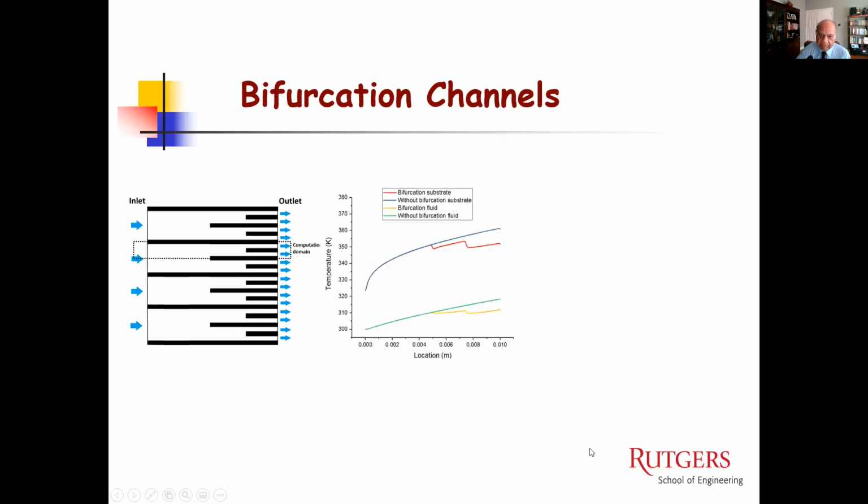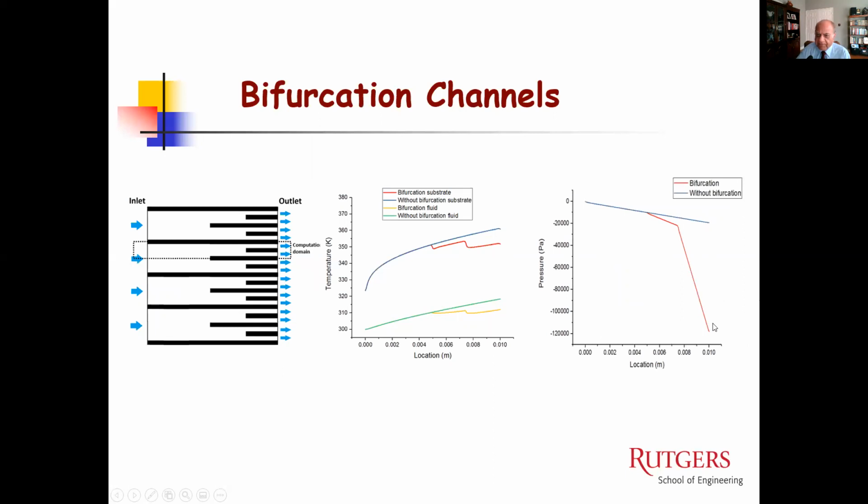We also looked at some bifurcation channels, the channel coming in and breaking up into two channels or more. So we looked at that. And again, in this case, most of the temperature effects, as you can see, are here, and the pressure effects here. Basically, with the bifurcation, you end up with the pressure changing much more dramatically because when you go to bifurcation, the diameter becomes much smaller.